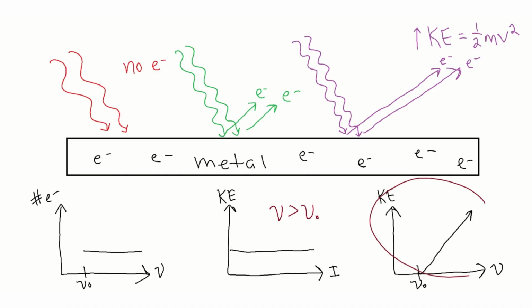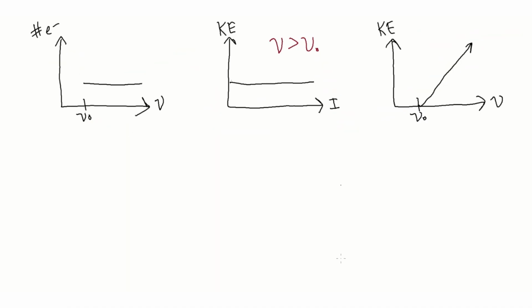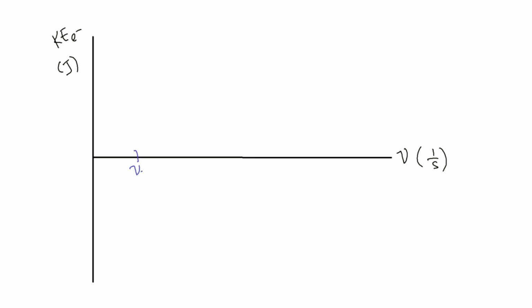Now let's take our most recent graph and plot several metals on the same graph. We use rubidium as an example. It might look something like this. Next to that, we'll plot potassium. Potassium has a higher threshold frequency than rubidium, so we'll put that somewhere to the right.